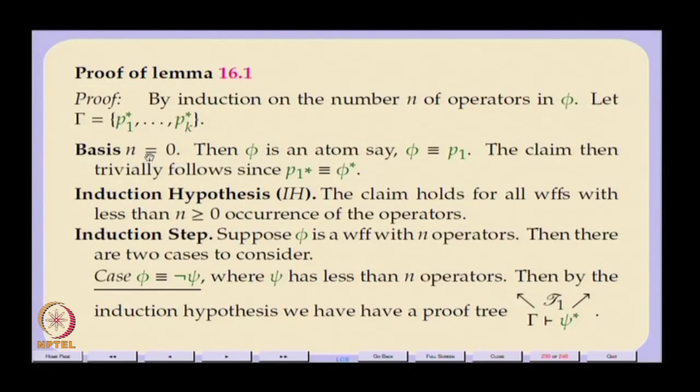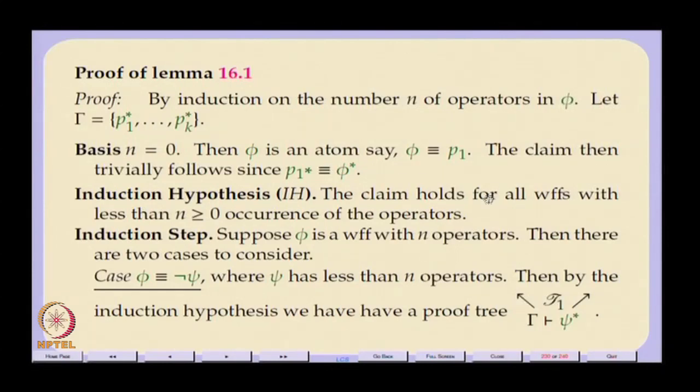If the number of operators in phi is 0, then phi must be an atom, and therefore it trivially follows that P1 star is syntactically the same as phi star, and that is provable, right? That is part of the monotonicity considerations. And anyway, you can prove p arrow p without any assumptions, and then by the deduction theorem you can move the left p to the assumption.